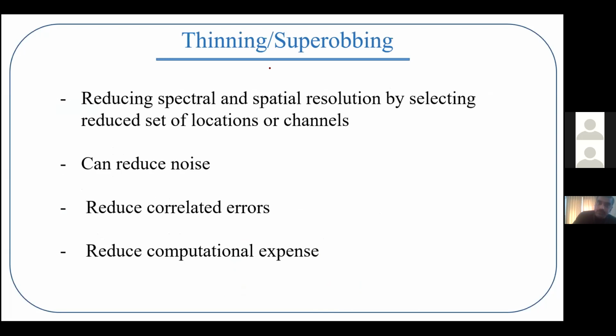Another challenge in this is thinning and superobbing. Satellite observations are really dense over a place, so we cannot assimilate all these observations together, because this can in fact induce a lot of noise in the output, or in the analysis. So we have to thin these observations. It can reduce noise, it can reduce correlated errors, and it can also reduce the computational expense. That's another challenging problem in satellite data assimilation.